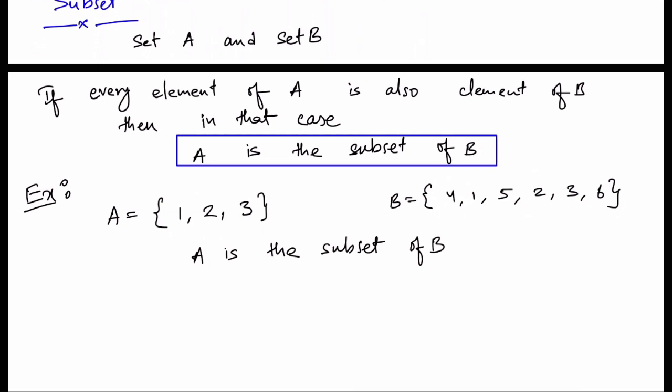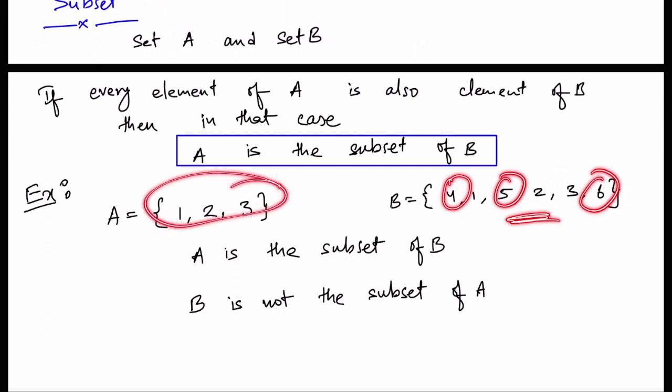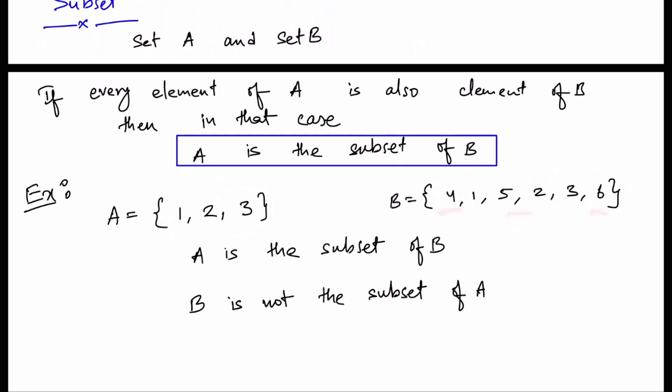So what we have seen here is that every element of A is also an element of B, so we have said that A is the subset of B. But vice versa is not possible, because every element of B is not an element of A. B has certain elements, 4, 5, 6, that are not in set A. So B is not the subset of A.